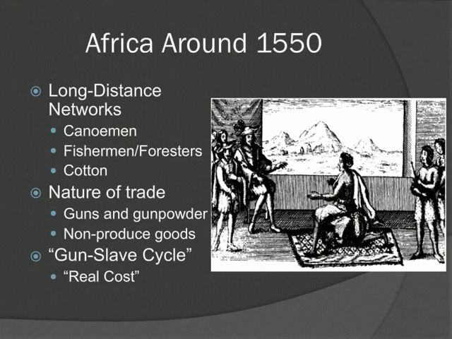But the problem with this is the nature of trade changed. When Europeans flooded the market, what they flooded the African market with was guns and gunpowder. So in essence, the Europeans were bringing guns, gunpowder, and ammo into Africa, and they were trading that for humans and for all of the natural resources of Africa, and all the Africans were getting were guns and gunpowder. Here's an example.